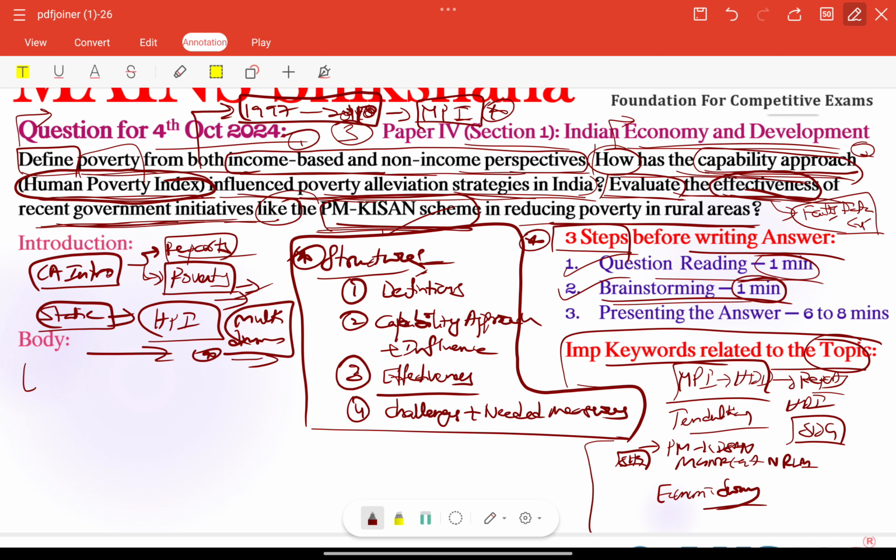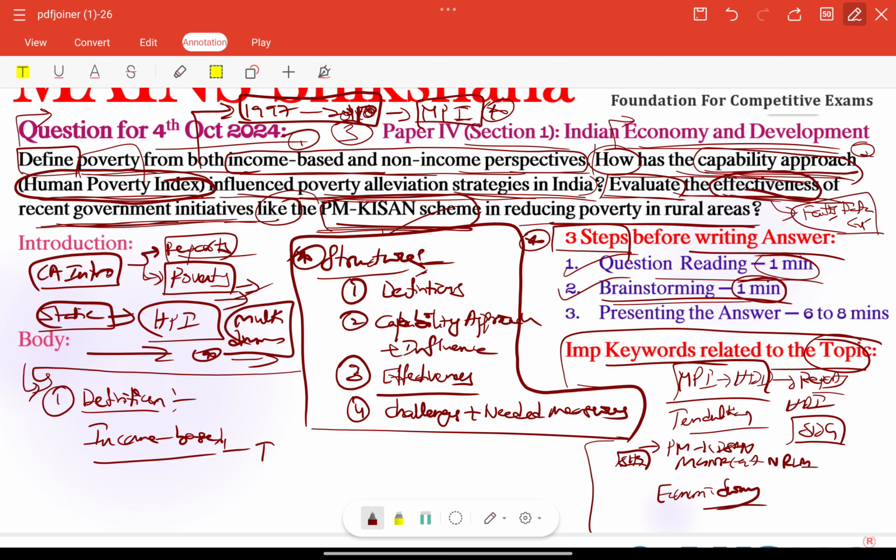Next, coming to the body part, here we need to follow our exact structure. What is that? The first important thing is definitions, right? We need to simply define the concepts, the income based perspective and also the non-income perspective. First is income based. Here we can connect our definition: poverty is traditionally defined by income levels. That is very important here. For example, we can connect the Tendulkar committee's poverty line or the World Bank's per day measure, $1.90 per dollar. So we can talk about that.